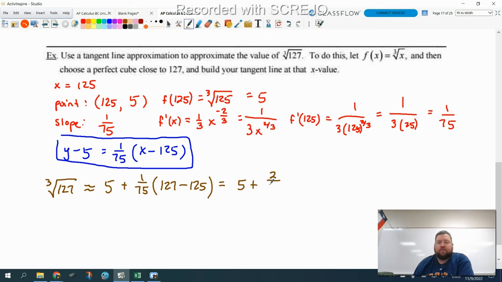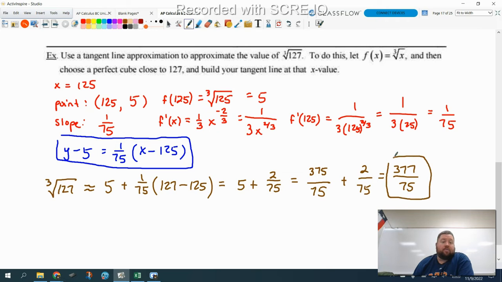All right, well, that's equal to 5 plus, this is 2, so 2 over 75. And if you get a common denominator with 75, I need to multiply 5 by 75. So that's 350 plus 25, 375. Then plus 2 over 75. So that's equal to 377 over 75. All right, and that's our approximation.